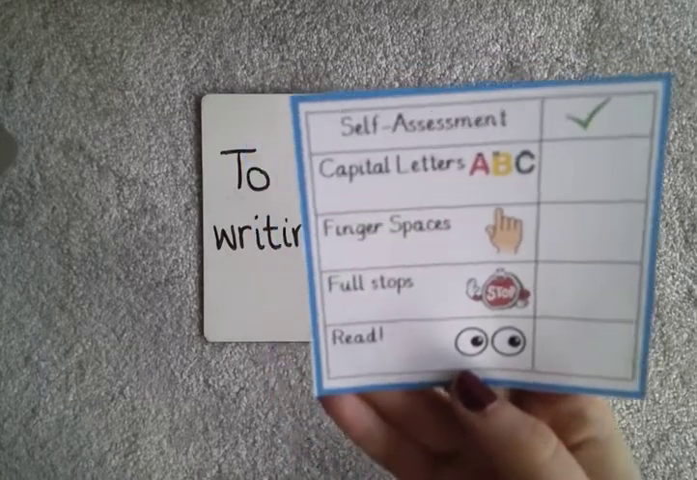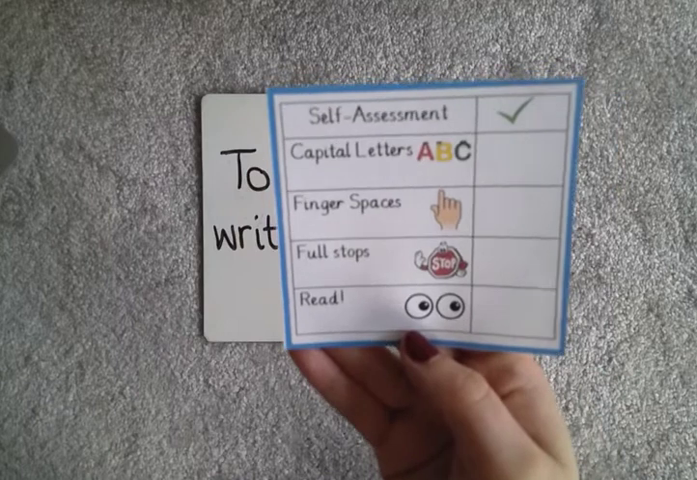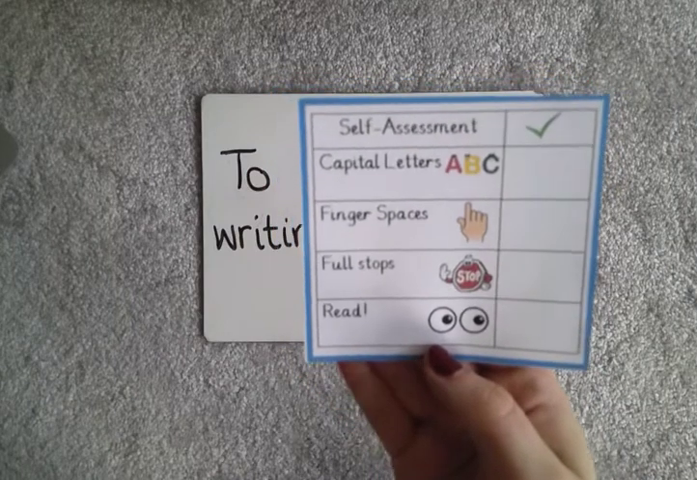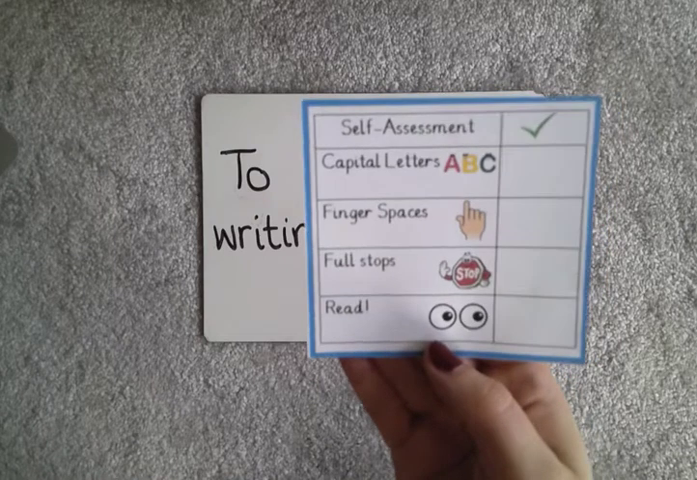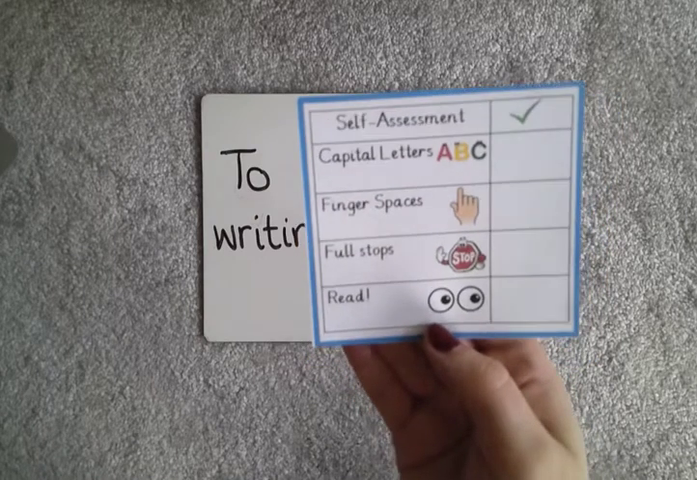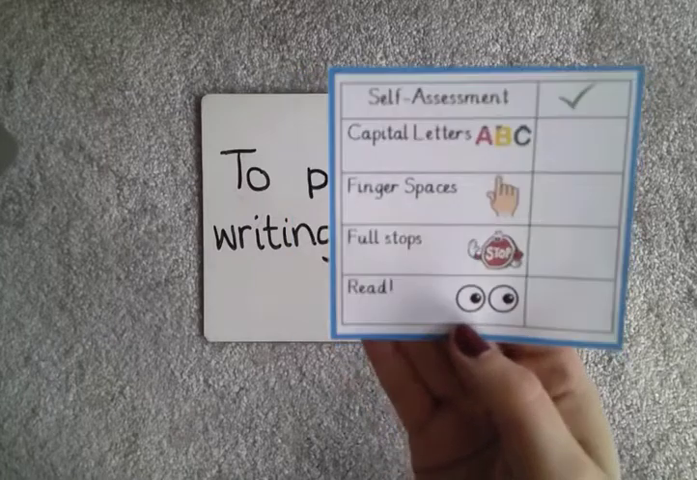Finger spaces. After every single word, we use our finger to leave a space between each word. Otherwise, all of our words put together just looks like one long word that makes absolutely no sense. At the end of your sentence, to show the reader that it is the end and they're about to start a new sentence, we put a full stop, okay, at the end of every single sentence. Then, very, very important, read the sentence, read it, to check that it makes sense.